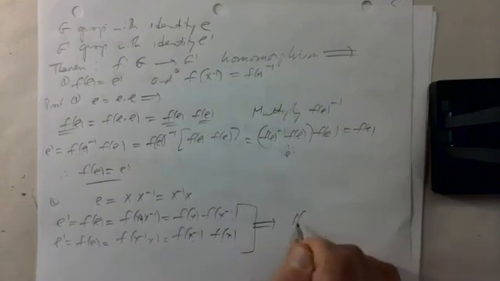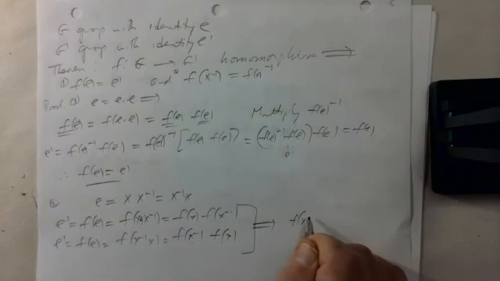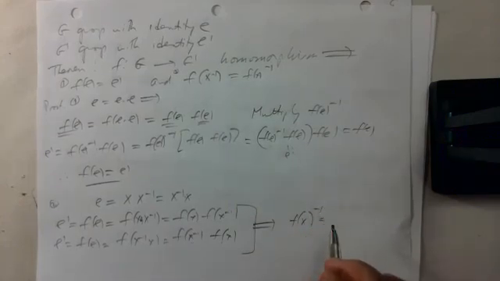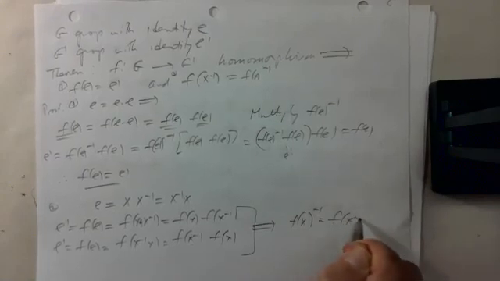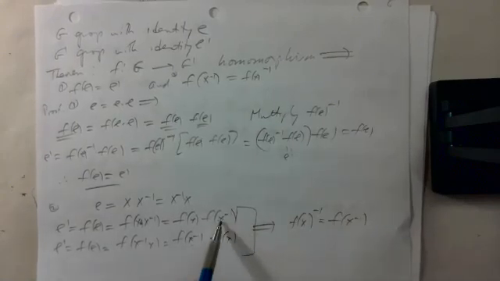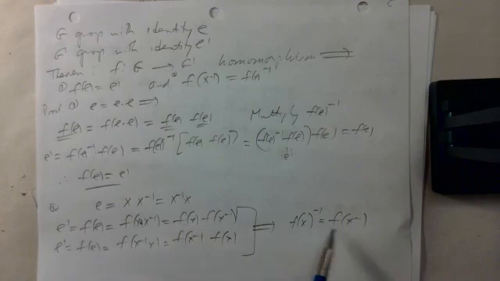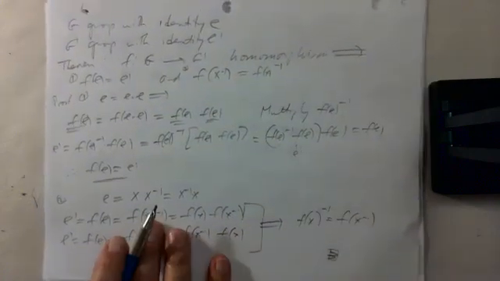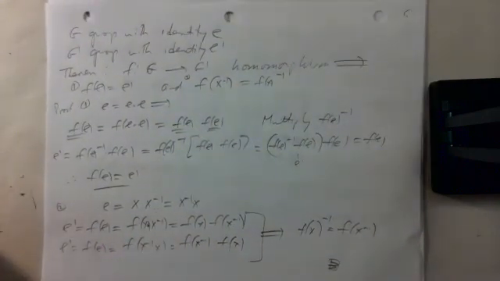And it follows that F of X inverse is the inverse of F of X. Right? This element is the inverse of F of X. F of X inverse is the inverse of F of X. So these are important properties of a homomorphism, and they're very fundamental.